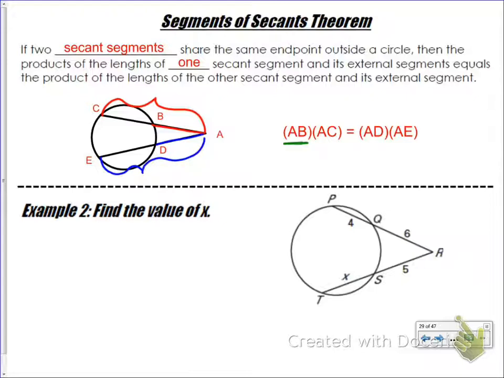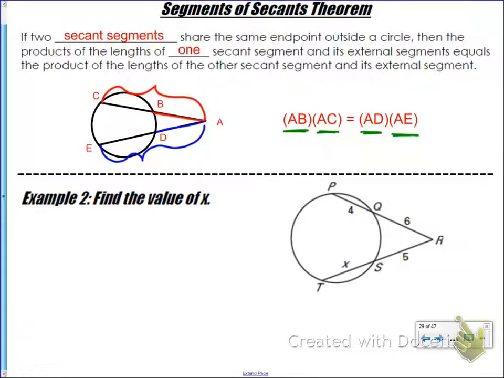So AB, which is the outside part of the secant segment, times AC, which is the entire secant segment, is equal to AD, which is the outside part of the second secant segment, times AE, which is the entire second secant segment. Now example number 2 is going to take this and we're going to explore what this would look like.